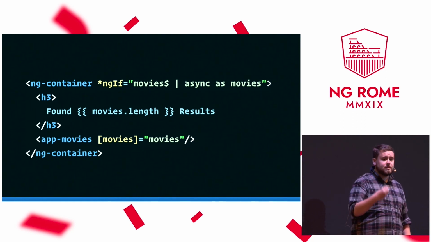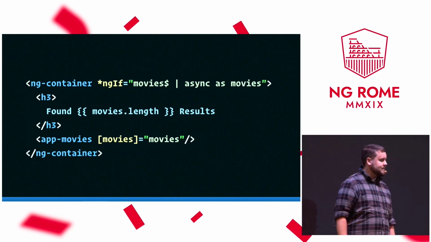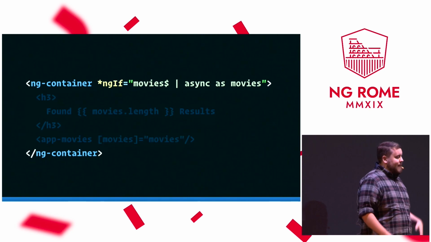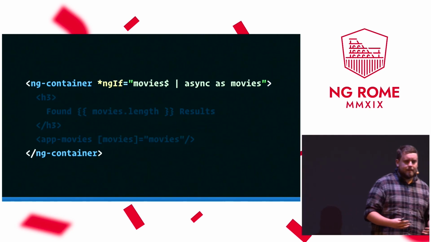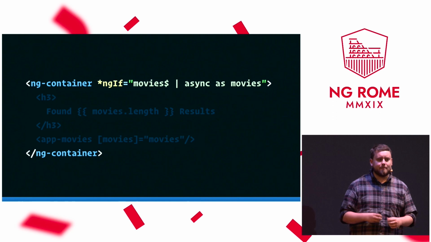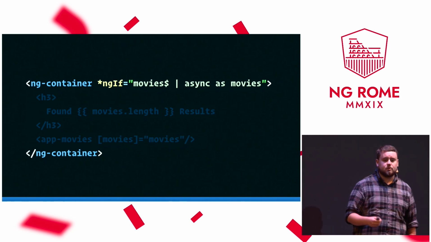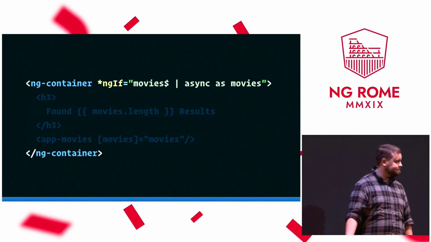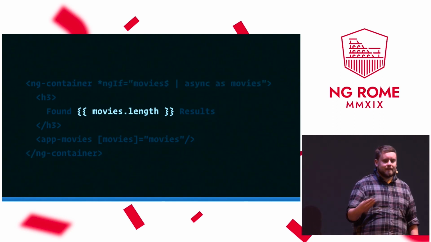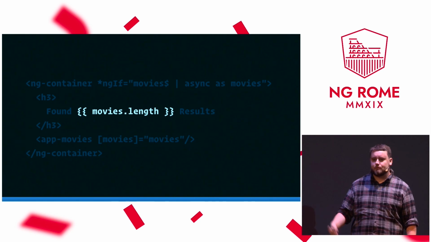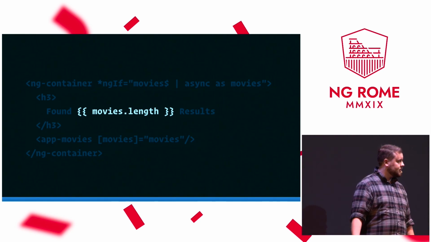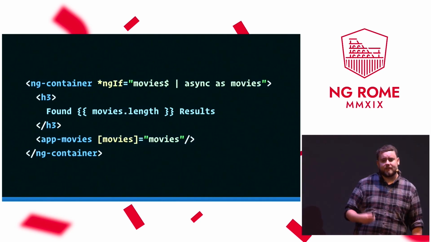So I choose to refactor it to use the ngIf as syntax. So now I'm passing in the same observable using the async pipe, but I'm just doing it once. And I'm exporting that value to my template using the as syntax to assign that value to a movie's property. Then I can use that variable in my template multiple times without causing multiple subscriptions. So this looks pretty good. I've fixed that first problem.